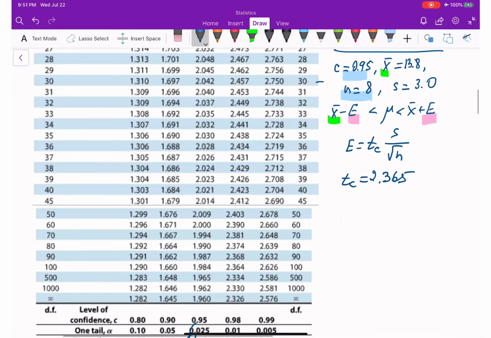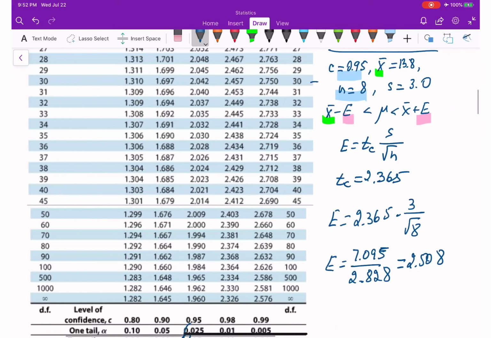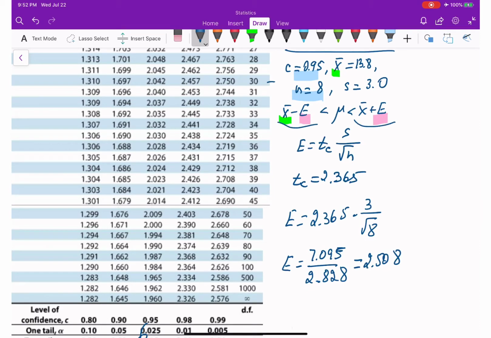All right, so from here, margin of error is equal to 2.365 times 3 over square root of 8. So margin of error is 7.095 over 2.828. Although I told you always use 6 digits, when you have a given number or t-score, in this case we have only 3 digits, then you can round up to 3 digits. Unless all numbers you are calculating, then you keep all 6 digits, okay? All right, so this is going to be equal to 2.508. From here, what we need to find out is x bar minus error, x bar plus error.